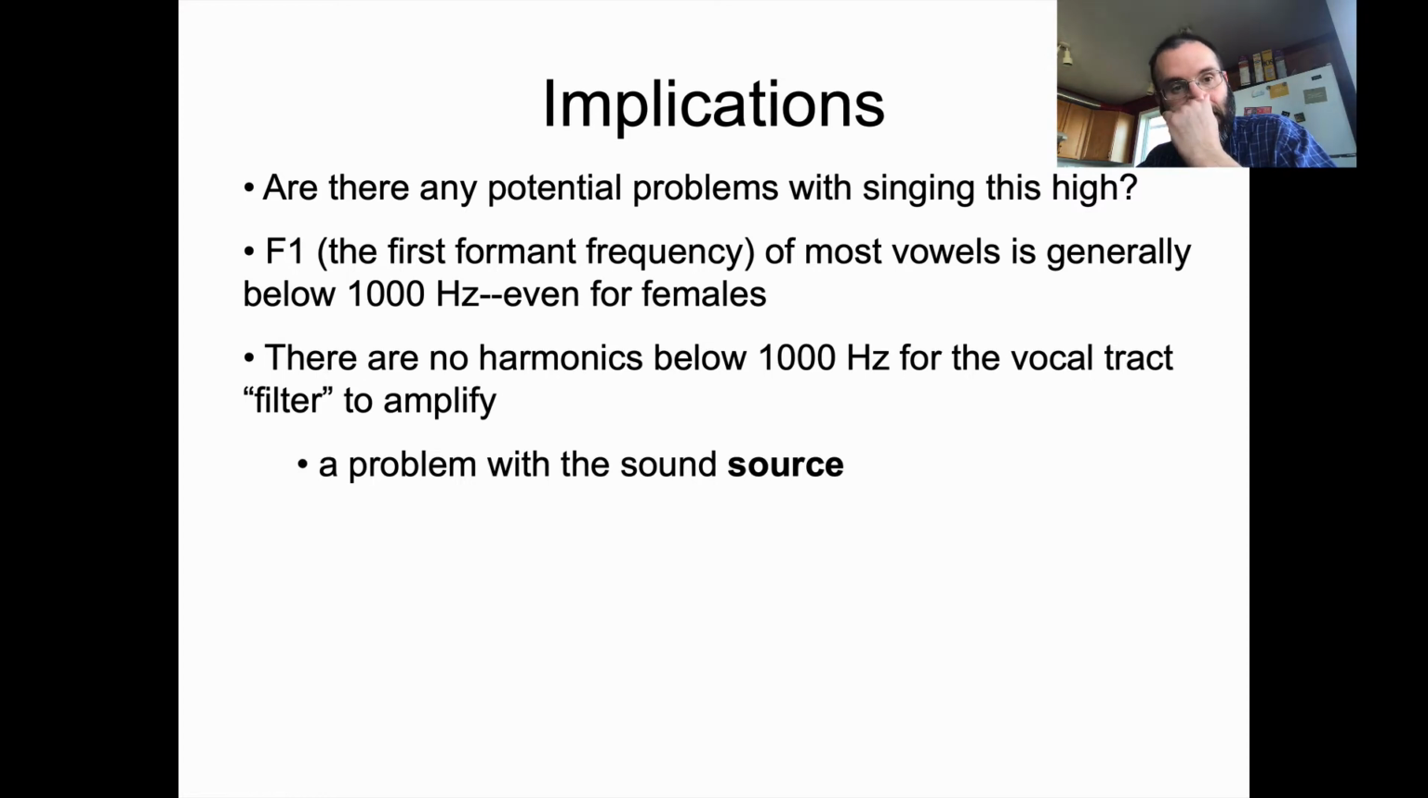So what that means, or the problem here exactly, is that when you are singing a note like F6, which is about 1,400 hertz, and F0, there are no harmonics below 1,000 hertz for the vocal tract filter to amplify. So if you remember what our power spectra looked like, we had a series of harmonics going up the scale, and then some of them would be intensified by the resonant frequencies of the vocal tract, and some of them would be damped out a little bit.